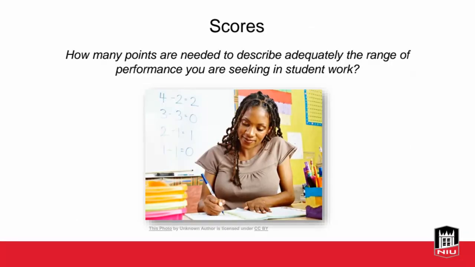So when we're considering scores and how many points are needed to describe adequately the range of performance that we're seeking in student work, scores are a system of numbers or values to rate our criteria, and they can be quantitative, qualitative, or a combination. So as I mentioned, you can range your performance levels from high to low or low to high. I prefer, as I mentioned previously, putting the higher grades first. Then we divide them into the levels of performance. A 5-point scale might imply A to F grading, and then that middle number could gravitate to the mean.